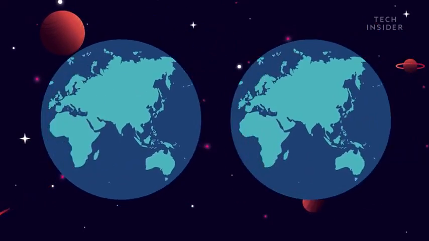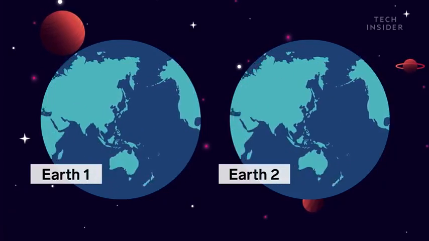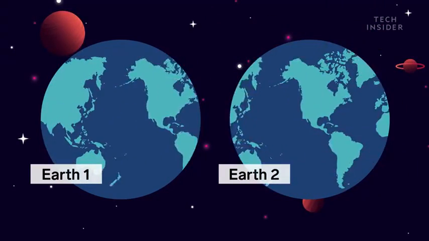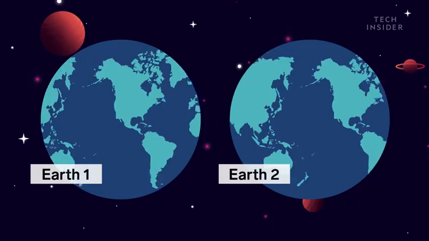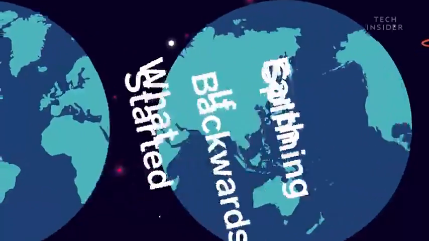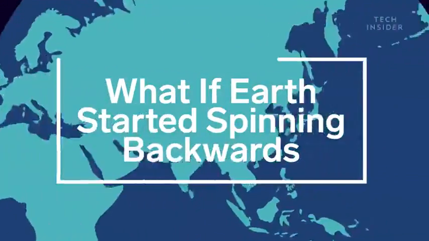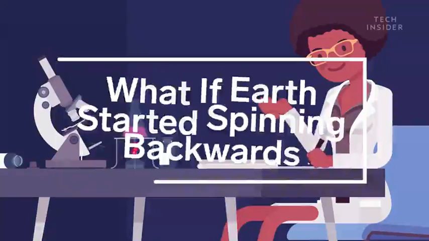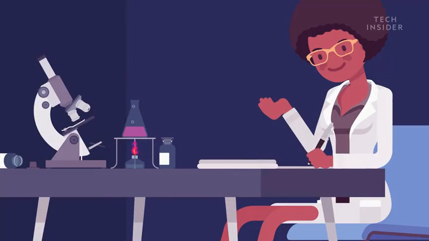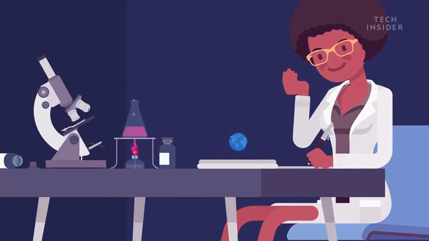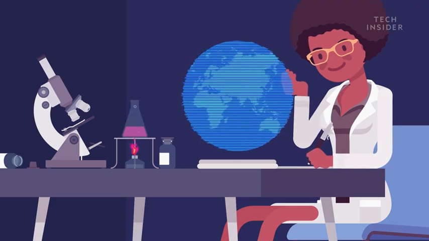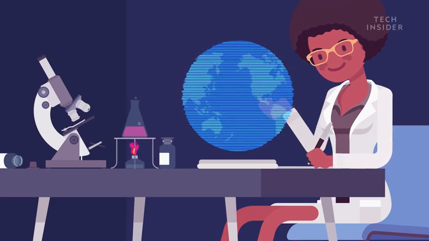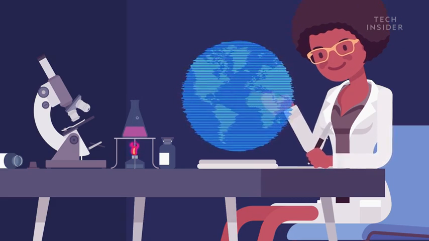So let's do a little experiment. Let's say we reverse Earth's rotation. What then? Well, you'll change a lot more than just the sunsets. This may seem like a ridiculous scenario at first, but scientists have actually run simulations for a backwards spinning Earth, because it happens to be a great way to test how well we can model our planet.